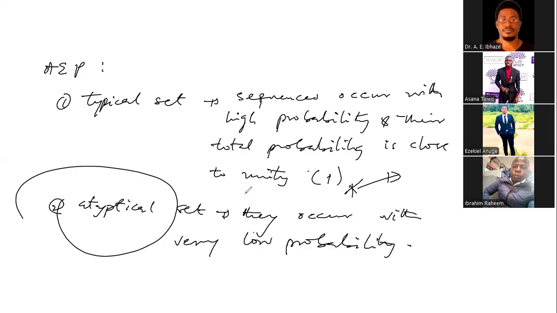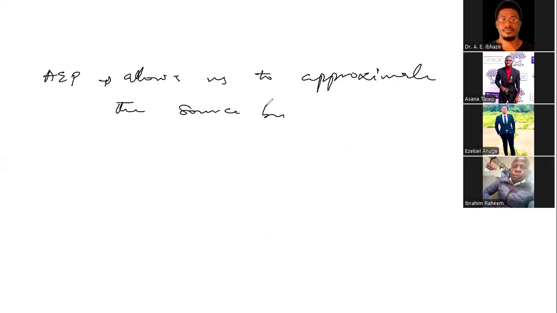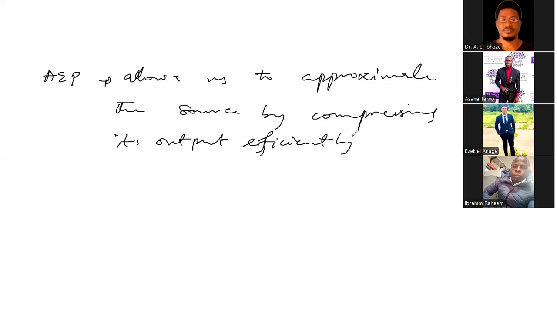So technically, the asymptotic equipartition property therefore allows us to approximate the source. That's why I call this a topic of discussion, approximation of entropy. Okay, let's write that down in case you want to document it. So the asymptotic equipartition property allows us to approximate the source by compressing its output efficiently using the entropy as a lower bound.